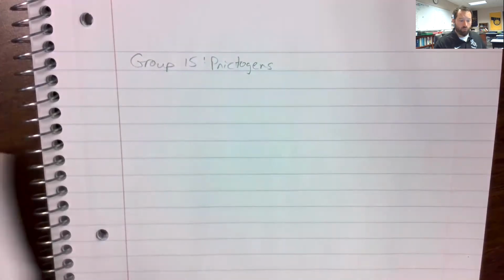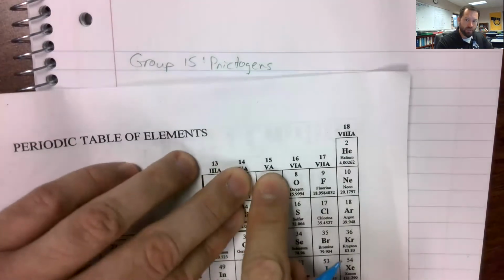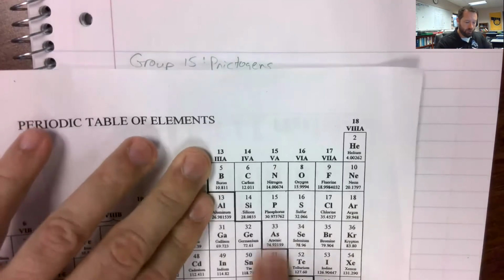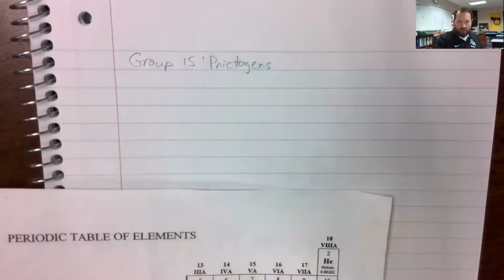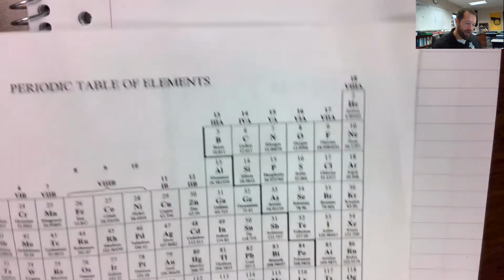So skipping ahead to group 15. That's over here. It's everyone under nitrogen. These are called the pnictogens. So pnictogen almost looks like nitrogen. Maybe that helps. But these are the pnictogens.